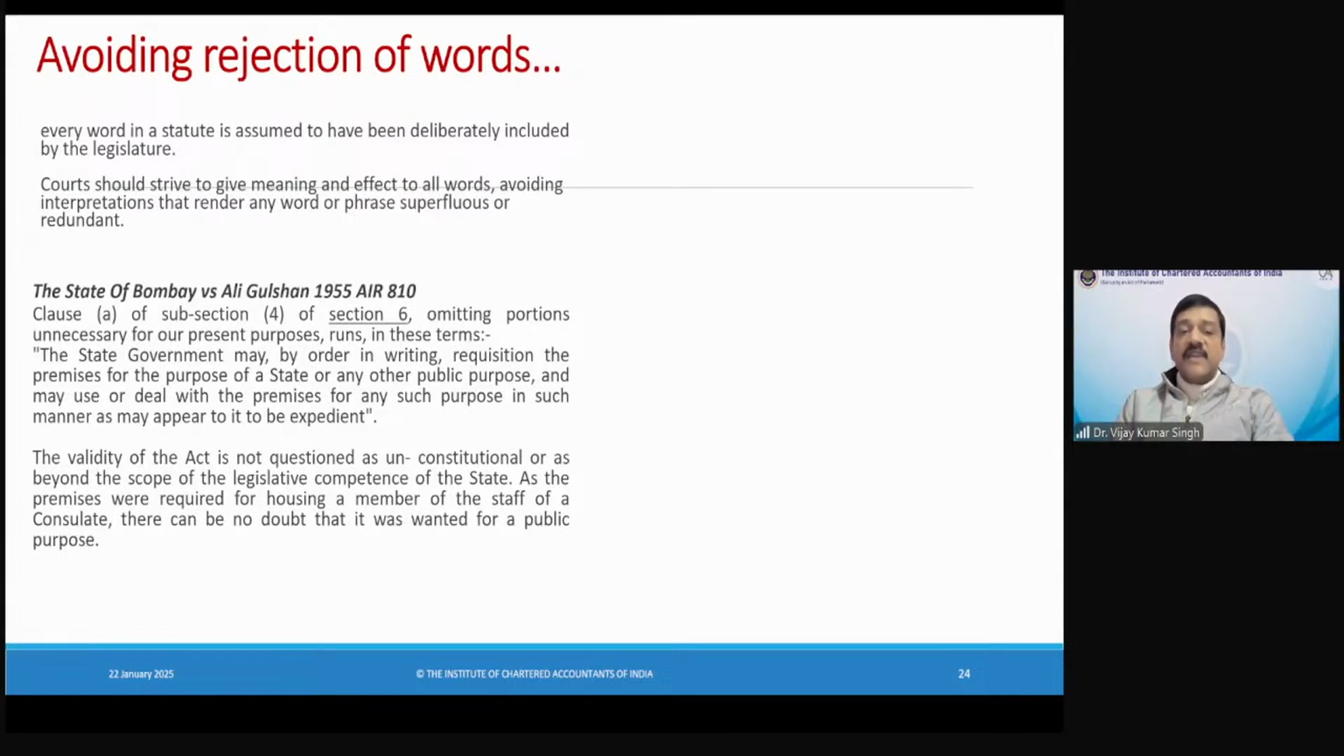Here, the validity of the act is not questioned as unconstitutional or as beyond the scope of legislative competence of the state, as the premises were requisitioned for housing a member of the staff of a consulate.